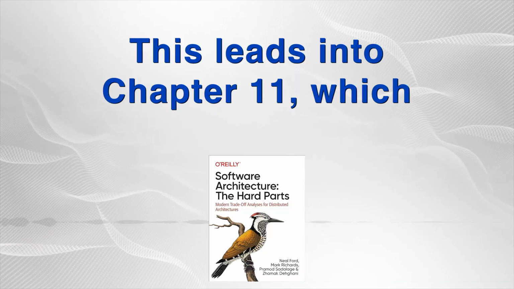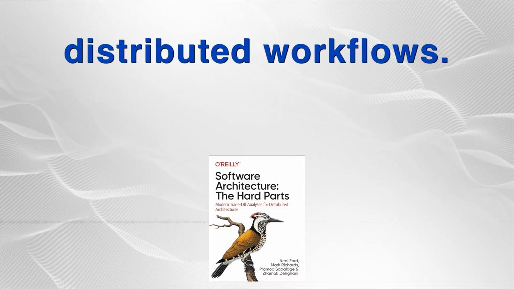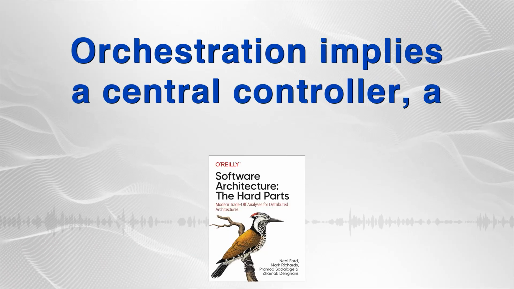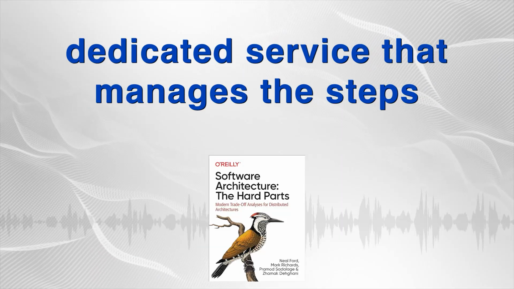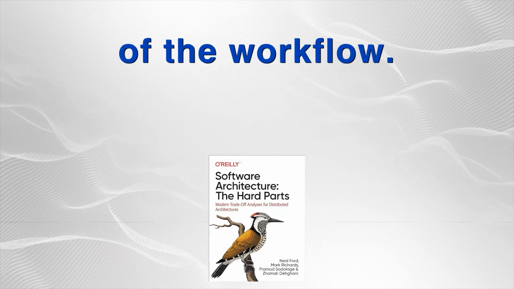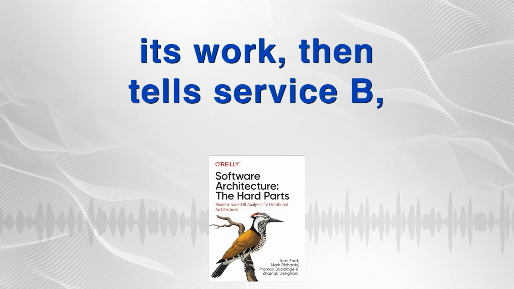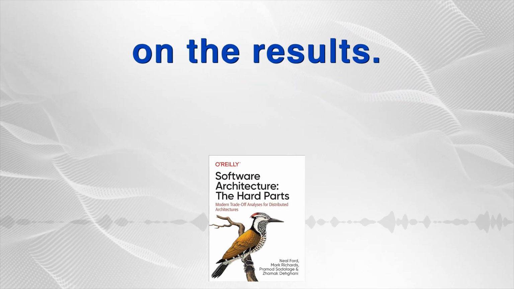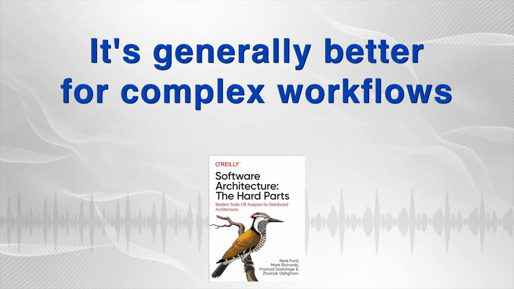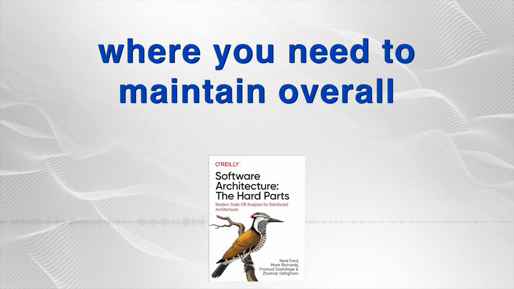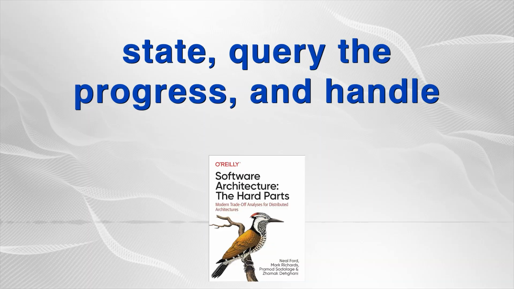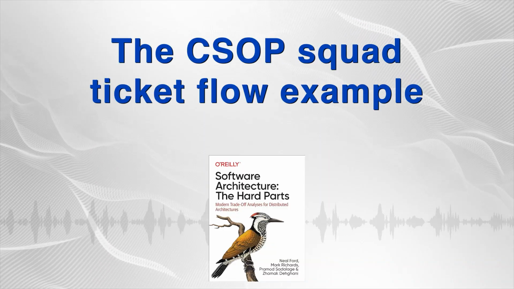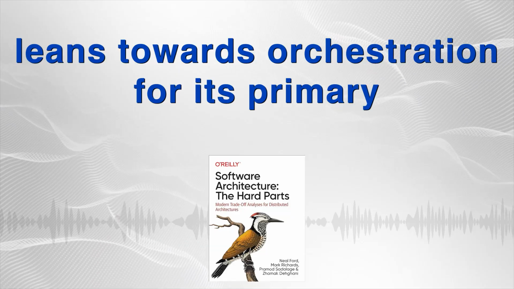This leads into Chapter 11, which compares different ways to manage these distributed workflows: orchestration versus choreography. Orchestration implies a central controller, a dedicated service that manages the steps of the workflow. It tells service A to do its work, then tells service B, then C, often handling logic based on the results. What are the benefits? It's generally better for complex workflows where you need to maintain overall state, query the progress, and handle errors centrally. The CSOP squad ticket flow example leans towards orchestration for its primary path.